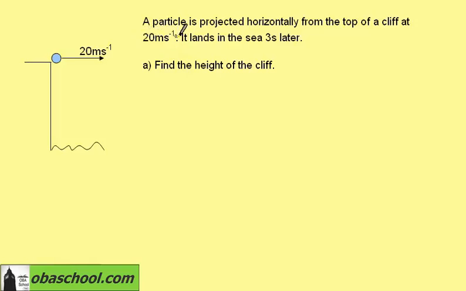A particle is projected horizontally from the top of a cliff at 20 meters per second. It lands in the sea 3 seconds later. We want to find the height of the cliff. Since we're finding the height of the cliff, we're interested in vertical motion. We can call the height of the cliff h.